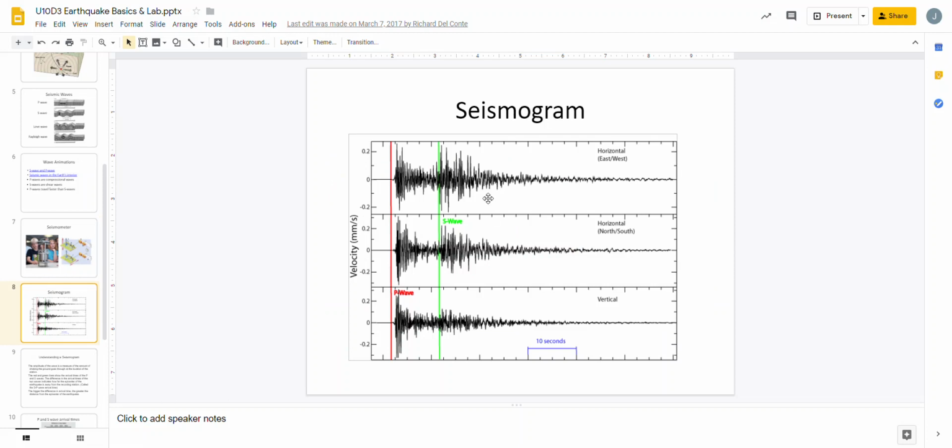A seismogram for a typical station actually measures horizontal east-west and horizontal north-south, and it also measures vertical motions. But if we just focus on this top one here, we can see the arrival of the P wave and the S wave. The difference in time between the P wave and the S wave is important for determining the distance to an epicenter, the distance to the earthquake.